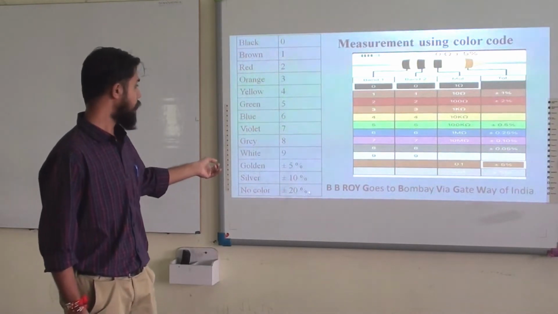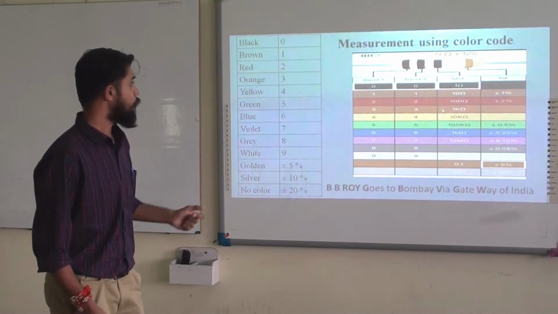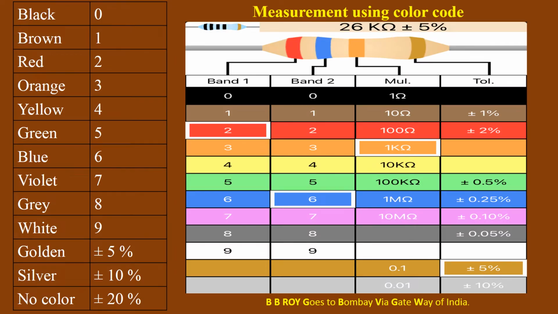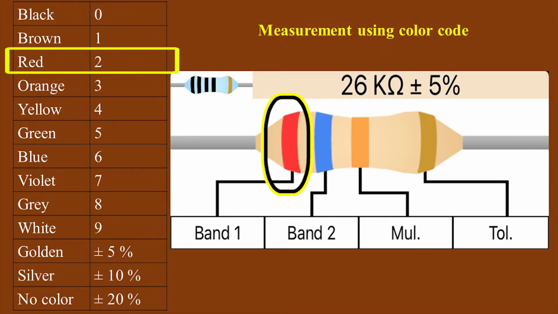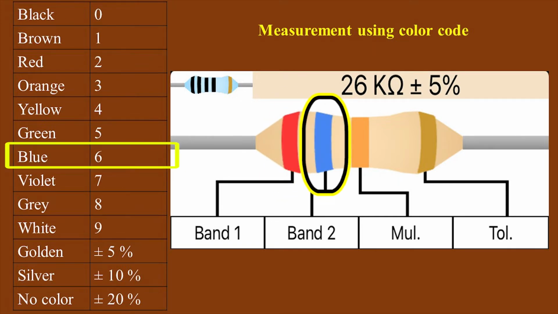With the help of this color code, you can calculate the value in the next slide. Here what I have selected is, first band red, second band blue, third is orange band, and last is golden band. So the total cumulative value: red, the number is 2, so it is taken as 2. Then the blue band, the number is 6, so it is showing 6.